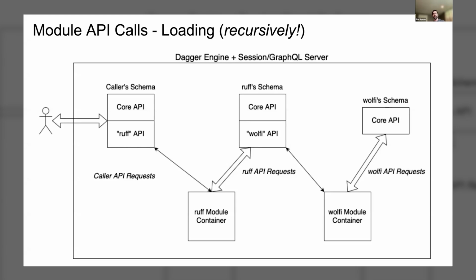There's a lot of advantages to doing that. It helps solve a lot of dependency hell problems. If we exposed the Wolfie API also to the caller, it's confusing because they don't even necessarily know Wolfie exists. They only care about rough, but it also creates all sorts of versioning headaches. With this approach, we can avoid all of that and just give each client exactly what it wants.